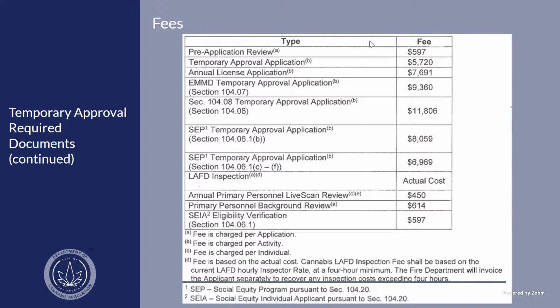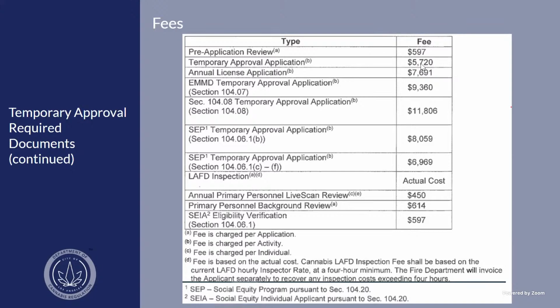I already went through fees for the temporary approval process earlier. The annual license application fee is $7,691. The temporary approval application fee for all applicants now is $5,720 because we're assessing the a la carte equity share review fee for businesses that need it on the legal business entity record. So that makes sure that the application fees are consistent.